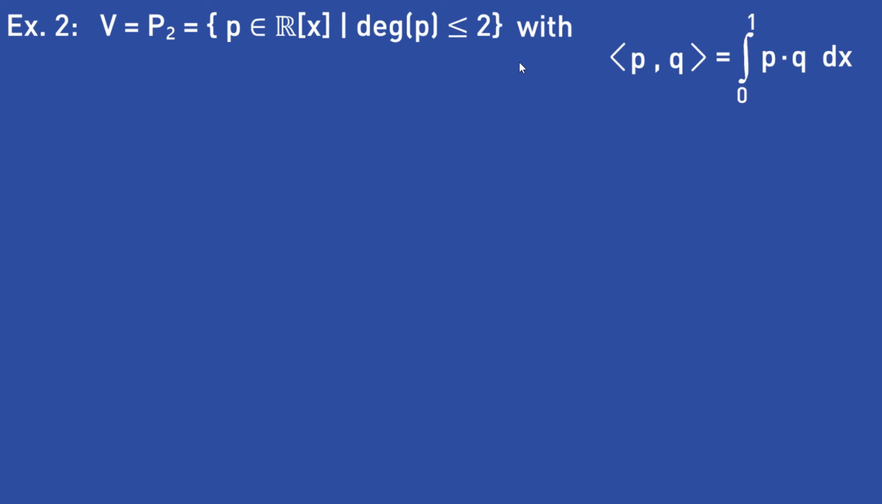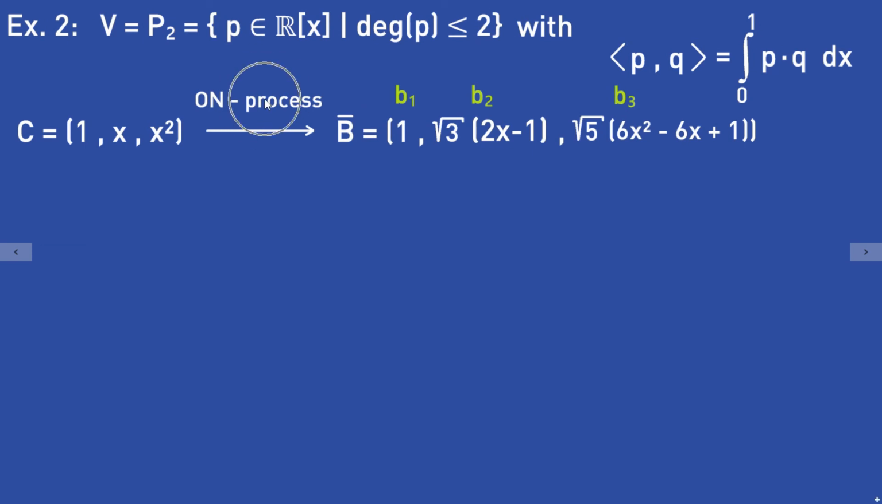Now we have given the following basis C of P2. C contains the polynomials 1, x and x squared. And now we use the Gram-Schmidt orthonormalization process on C to get an orthonormal basis B bar. So this here is B1, that here is B2, and that here is B3. You can try to calculate that orthonormal basis B bar yourself as an exercise. You just have to use the orthonormalization process on the basis C.